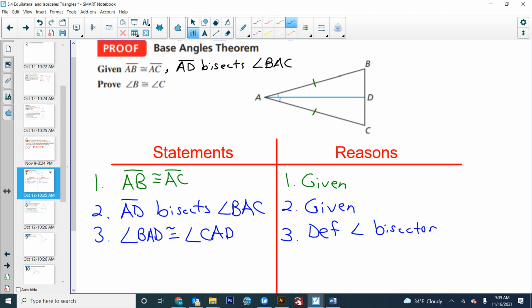I want to be very specific because a mistake students make is they will say two segments are congruent. Do you agree that angle bisector has nothing to do with any of the segments up here? If I have this angle and I cut it in half, I have two congruent angles. Do you agree that has nothing to do with these two sides? Zero to do with those two sides.